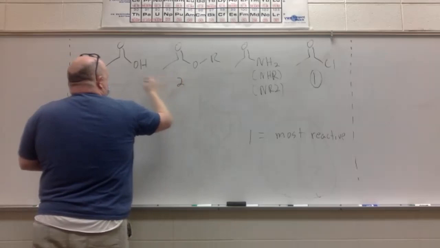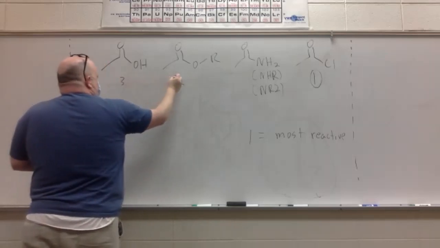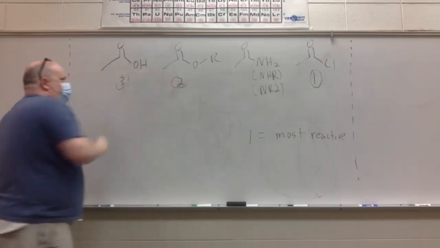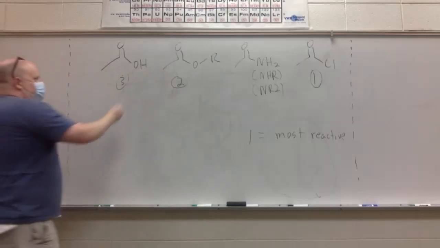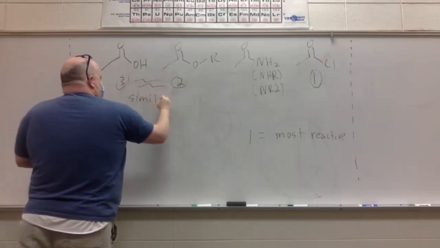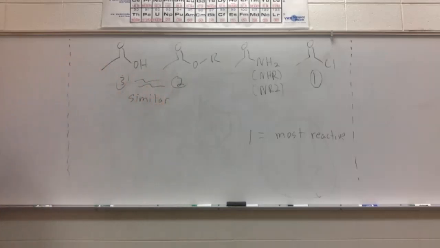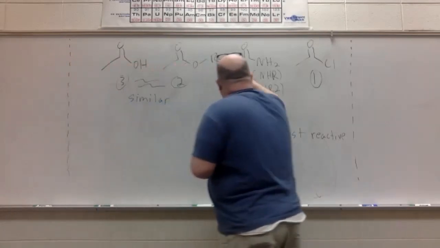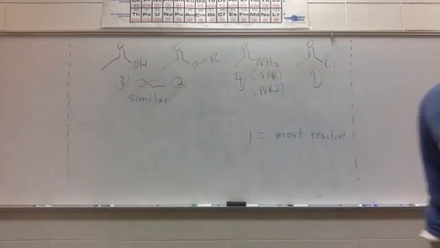Usually, then you have esters and acids, although they're pretty similar. I'm tentatively putting esters at number 2, although there are situations where you could see those reversed. And then amides have terrible leaving groups, something like NH2 minus. We've seen NH2 minus before. It's a really, really strong base, right? So that means it's a really bad leaving group.